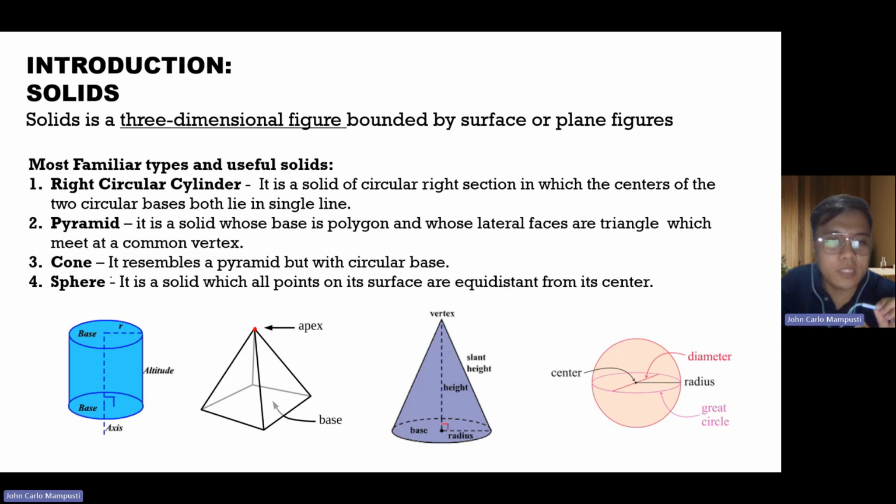Number three, we have the cone. It resembles a pyramid but with a circular base. So ganun din siya, meron din siyang vertex dito. Meron siyang height, and yung base natin is a circle. So therefore, meron tayo ditong radius. Last, we have the sphere. This is a solid in which all points of its surface are equidistant from its center, and that distance is the radius of the sphere.